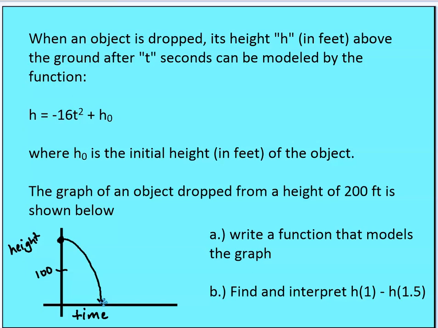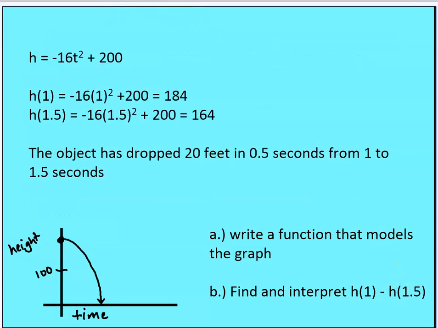So the graph shows the object dropped from a height of 200 feet. We want to write a function that models the graph, and then find and interpret h of 1 second minus h of 1.5 seconds. So how far does it travel in height? How far does it descend between 1 and 1.5 seconds? All right, so we're going to create that equation. It's negative 16t squared plus 200, right? So we substitute h sub 0 as the initial height.